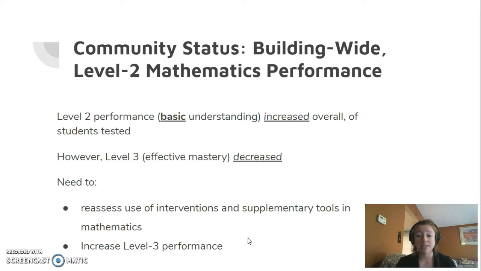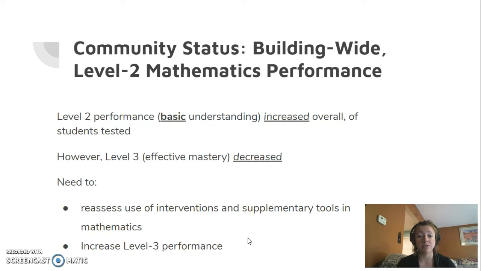The first one was our building-wide level 2 math performance. Overall, level 2 performance, which is basic understanding of the material, increased between 2017 and 2018. However, I know that this data can be deceiving because our level 3, which is effective mastery of the material, decreased overall as a building of the students tested between those 2 years.